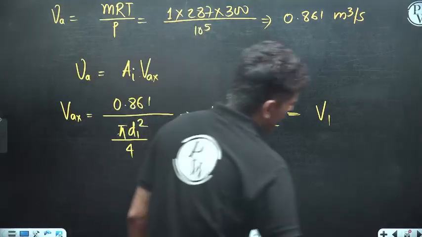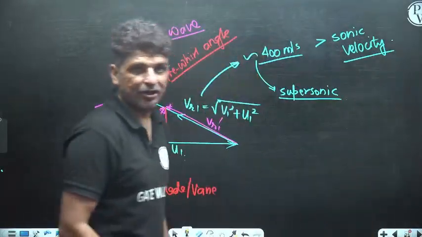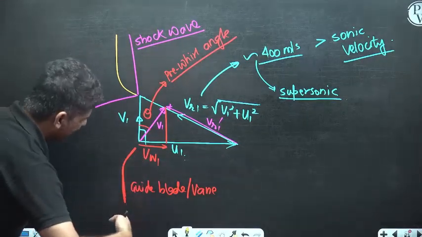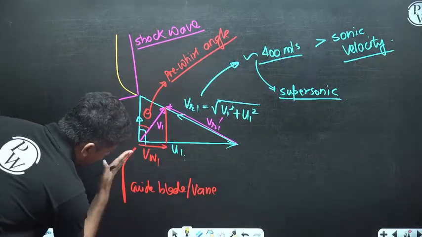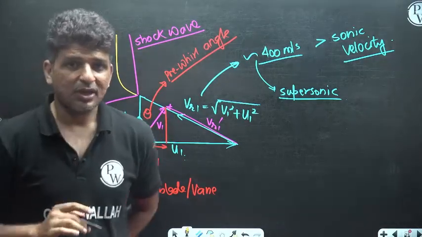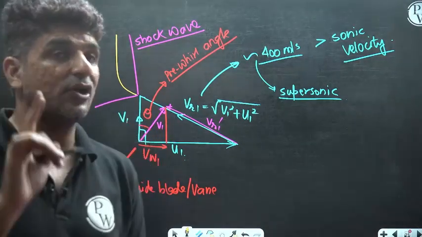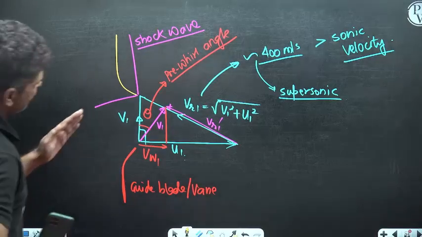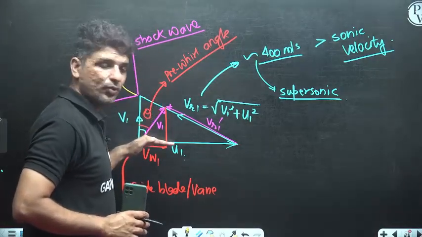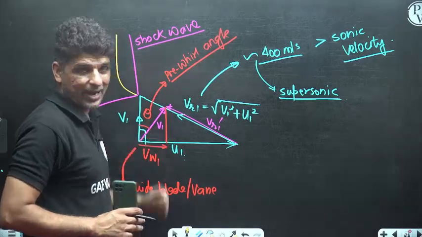Can I say this will also be equal to V1? You see that the air coming inside is coming with V axial. Now that is converted into the radial and tilted, so it will be V1. Okay, so you have calculated the V1 velocity. Now you can calculate VW1 as well.